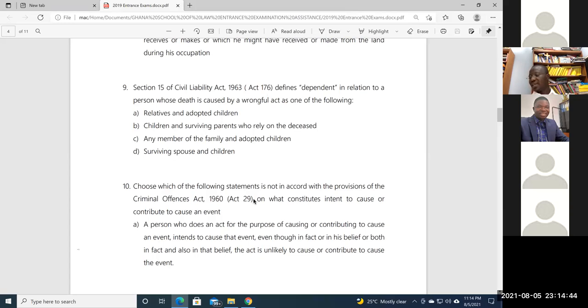So if you look at section 22, Emmanuel Zaika, Emmanuel, your hand is up.